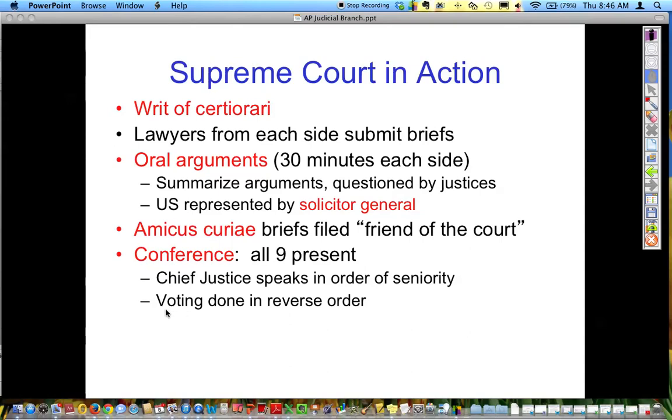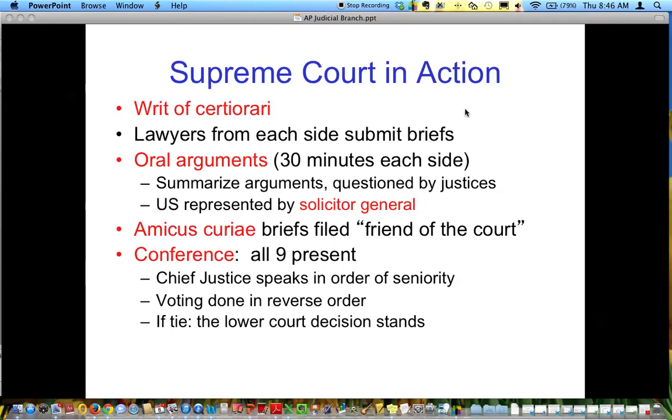When they are ready to actually vote, the voting is done in reverse order. So Justice Kagan, Justice Sotomayor would be the first ones to vote, ending with the Chief Justice. If there is a tie, the lower court decision stands. It doesn't mean that they're affirming it, it just means there could be a tie.